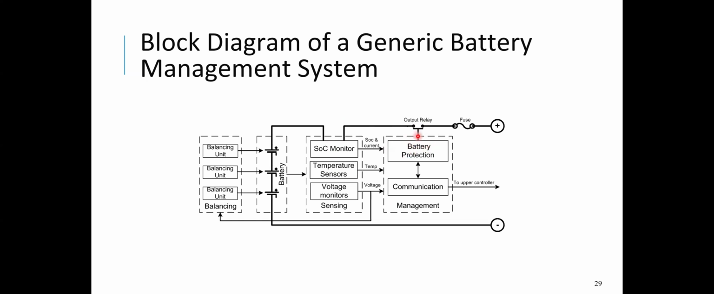If the relay is too slow to open when I have an overcurrent situation, I also have a backup fuse in the system here. And I also may have a balancing circuit connected directly to the batteries. And this balancing circuit, I'll talk about a couple of examples of what they might look like.